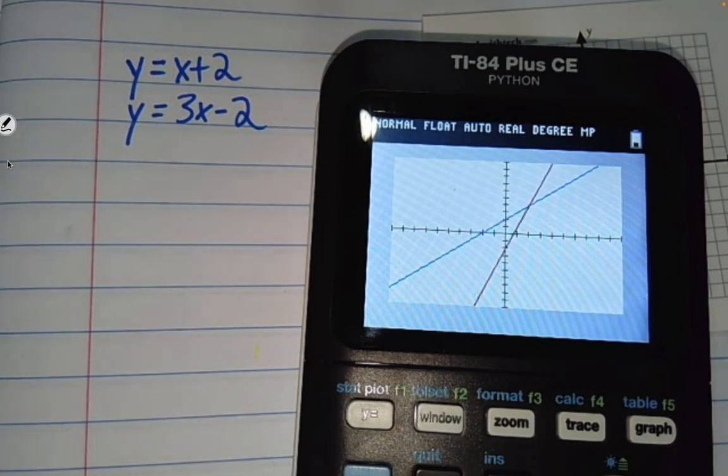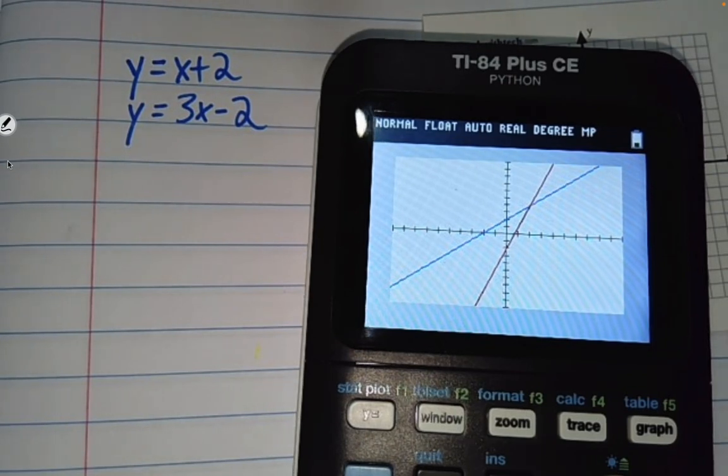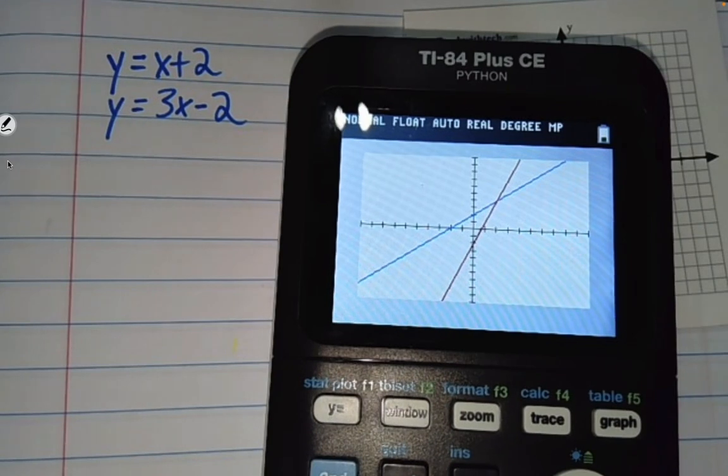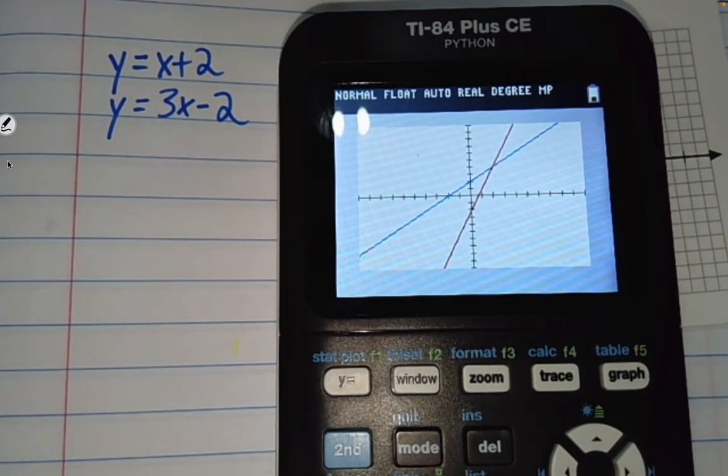Okay? So there they are. I'm going to show you how to find the answer first, and then I'll show you how you would graph it on your paper. So to find the answer, this is where it's a little bit new to us if you're using the calculator. We need to find that point. So we're going to calculate something.